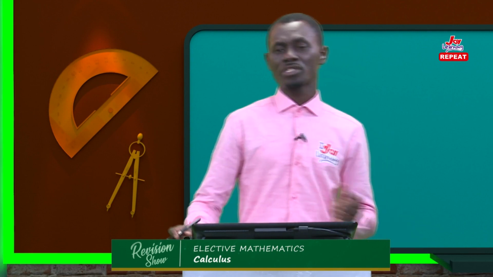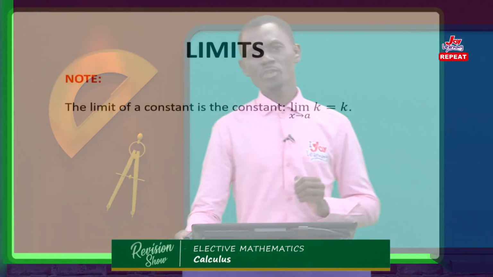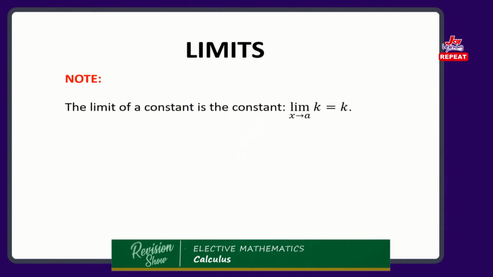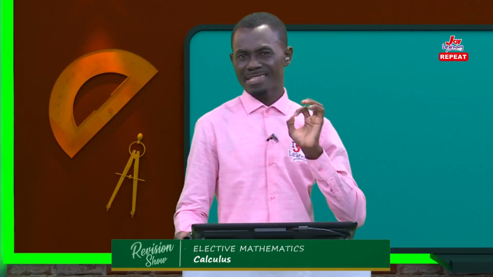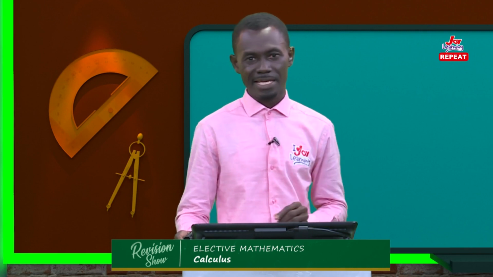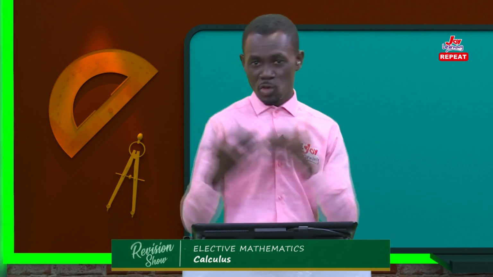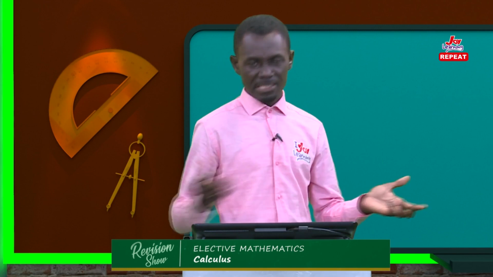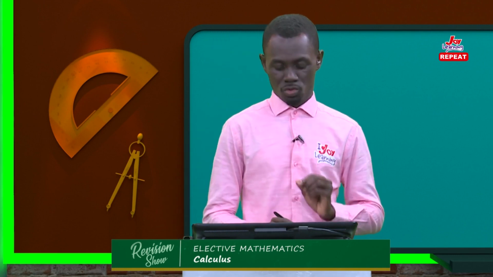Now, let's note a few things. When you try to find the limit of a function and that function is a constant, the limit will be the constant. So the limit of, say, 4 as x tends to any value is immaterial because it's a constant. It will not change. There's no limit to it. It is what it is. You are not going to change it because it doesn't depend on anything. So the limit of a constant is a constant. That is something to note.